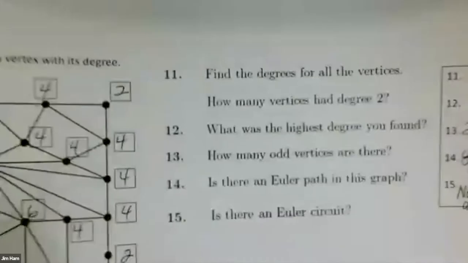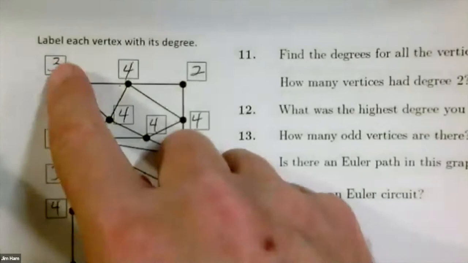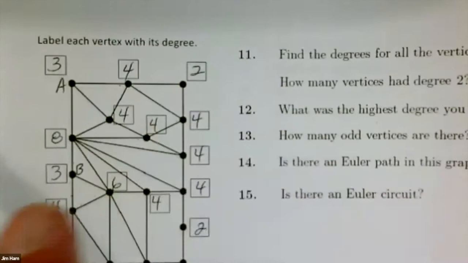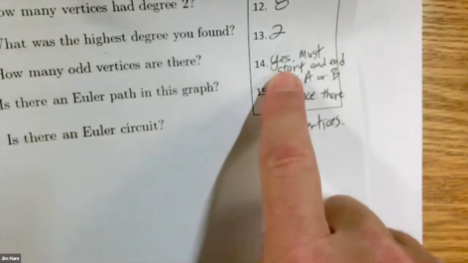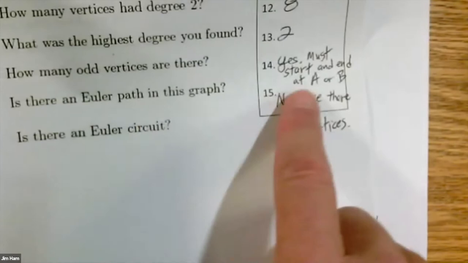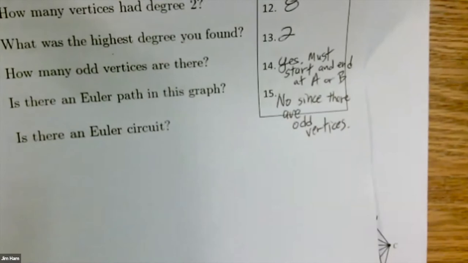In the second one, it turned out that there were just two odd vertices and everything else was even. And because there's exactly two, an Euler path will work. So you want to answer yes. Is there an Euler path? Yes. But since there are some odd vertices, you can't do a circuit. You can't start and end at the same one. So yes, no on this one.